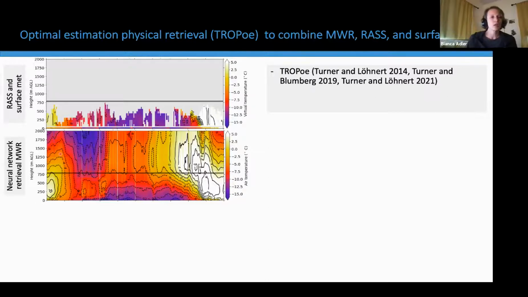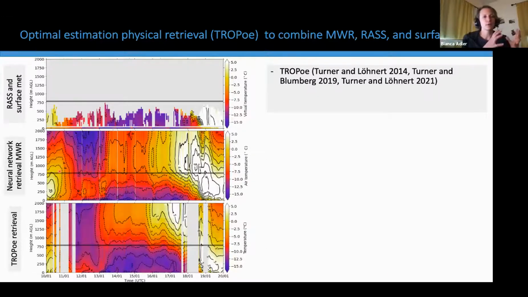So when you look closely at these 2 time height sections of temperature, you can already see some differences. The RASS detected near height constant temperatures here in the center of this period, in the lower few hundred meters, while temperature decreased or increased with height for the microwave radiometer. So the stratification was very different in both instruments. So what we now did is we combined the virtual temperature profiles measured by the RASS with the brightness temperatures detected by the microwave radiometer using TROPoe.